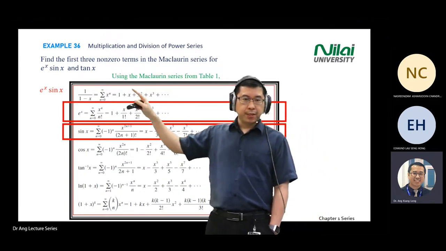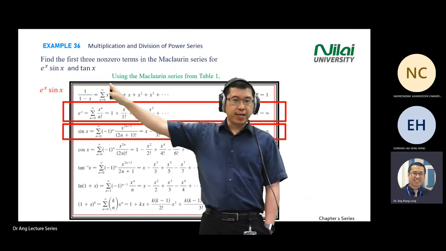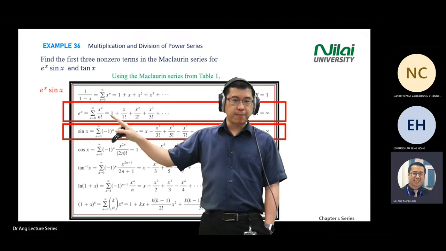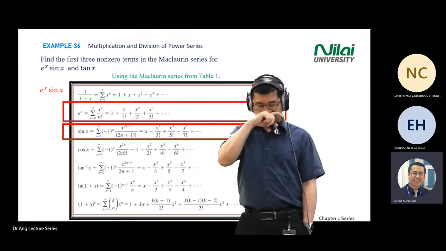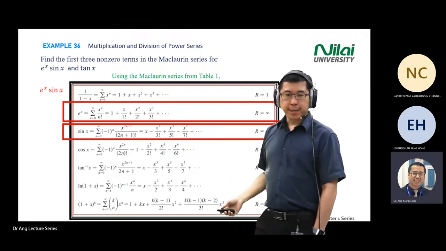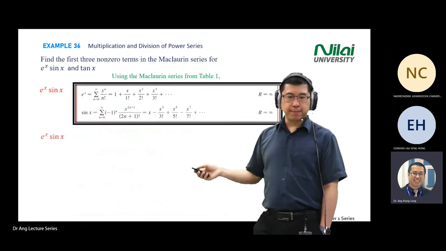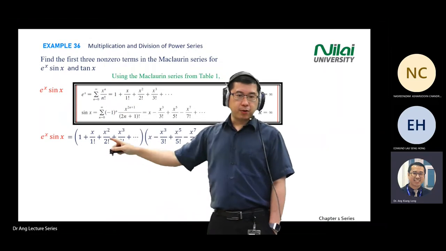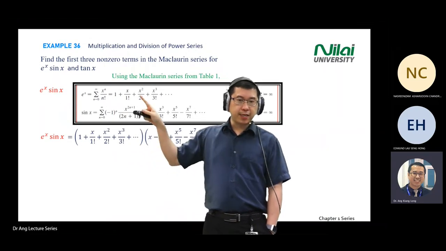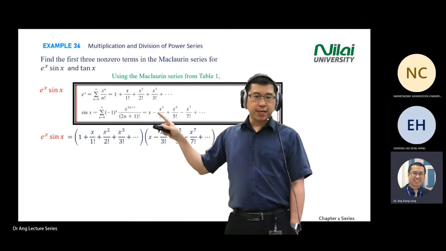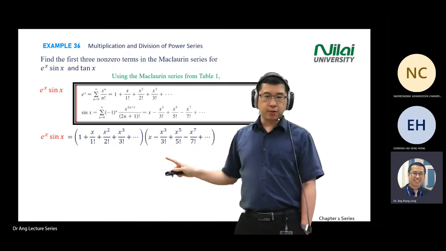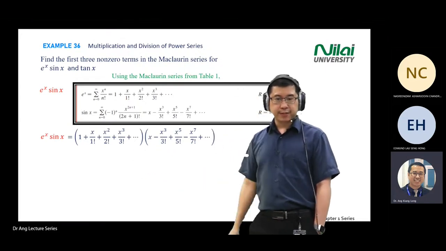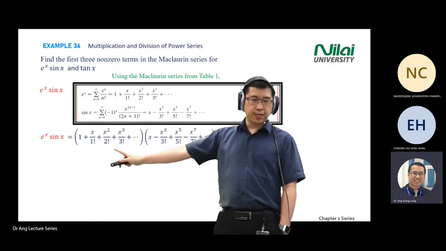In this one, it asks you to find e power x sine x. Basically, you combine this one and this one. Steps, you look at the PowerPoint slides. When you combine, e power x is this one, in brackets, times the sine x, which is the whole thing. So you copy the bracket, and then you can do the multiplication between the brackets, right?